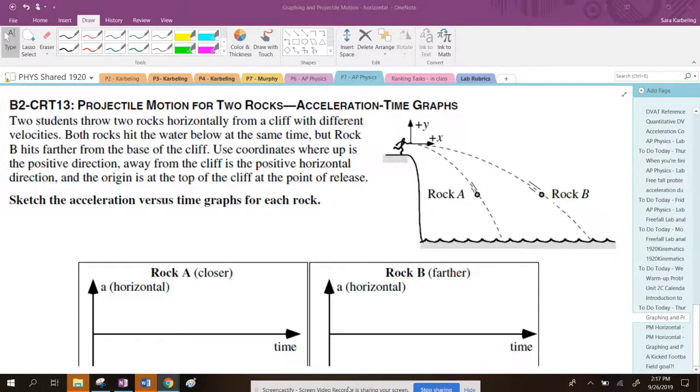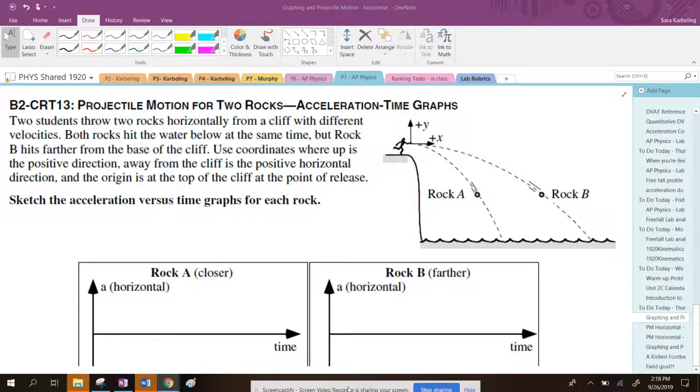To approach it. It says two students throw two rocks horizontally off a different cliff with different velocities. Sounds kind of like what we talked about yesterday, right? It says both rocks hit the water at the same time. Holy cow, it's not a surprise anymore. But rock B hits further from the base of the cliff than rock A does. It says use the coordinates where up is positive and away from the cliff is positive, and the origin at the top of the cliff at the point of release.